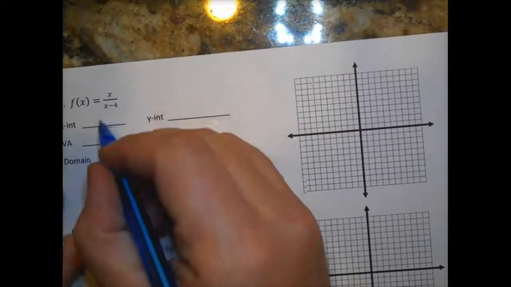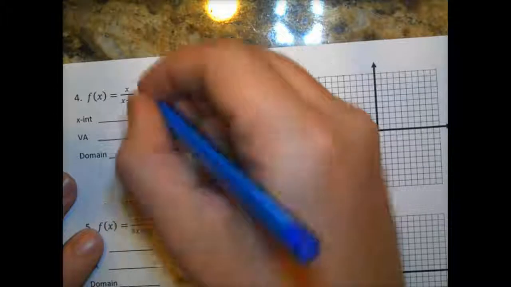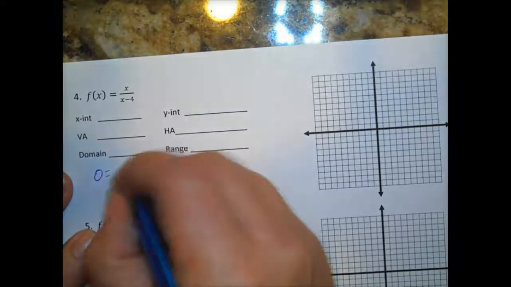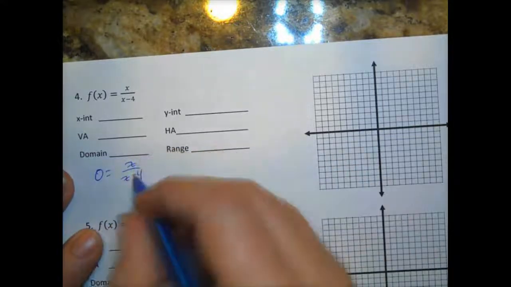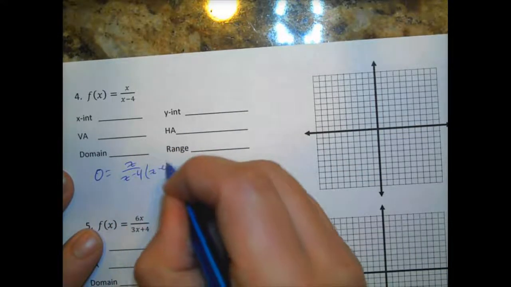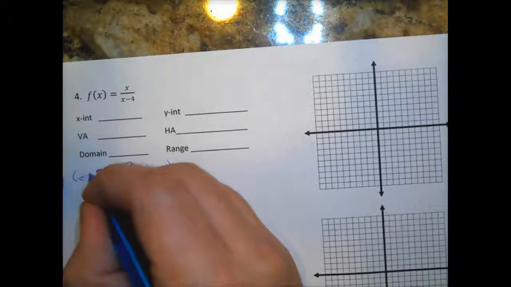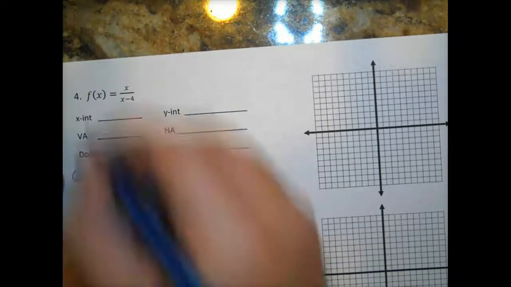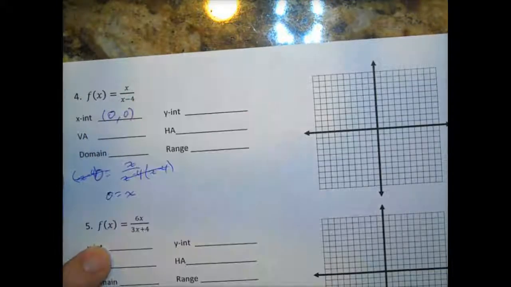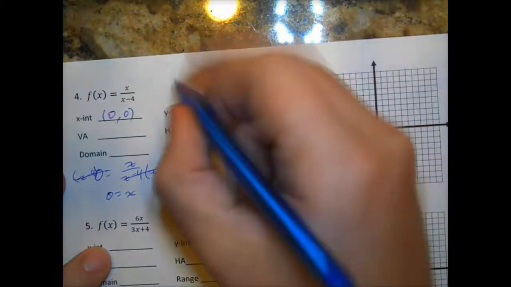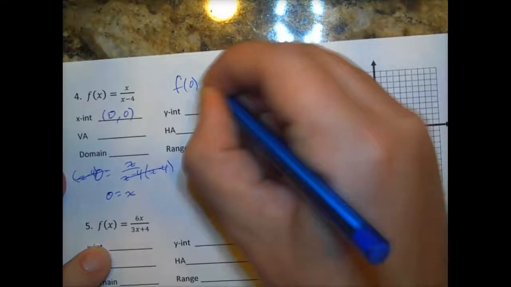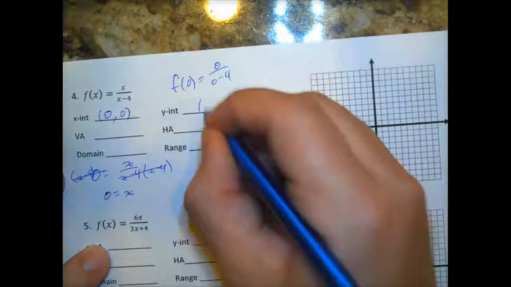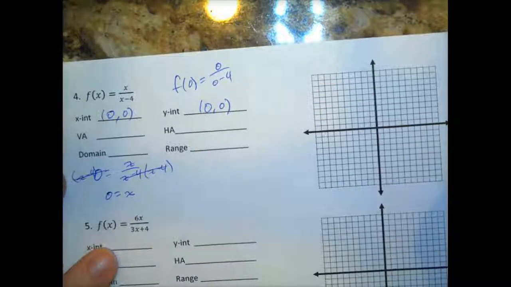So how about for our x-intercept on this one? We have 0 as our y. So if you have 0 equals x over x minus 4, then I would multiply by x minus 4, our denominator. So we would have 0 equals x. That means we have an x-intercept at (0, 0). For our y-intercept, plug in 0 for your x. 0 over 0 minus 4. 0 divided by negative 4 is still 0, so we have the point (0, 0) for our y-intercept as well.